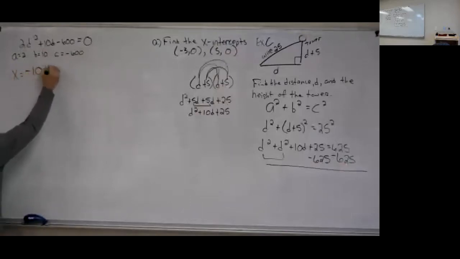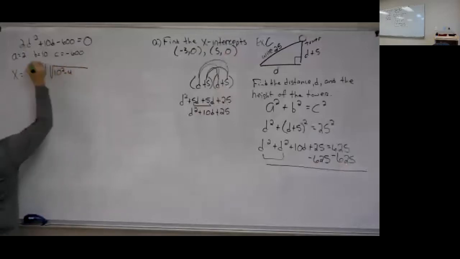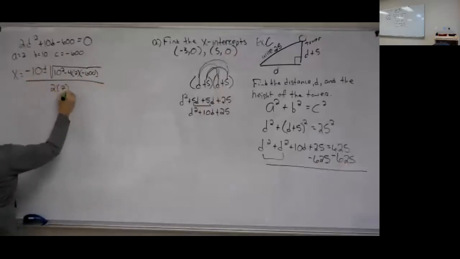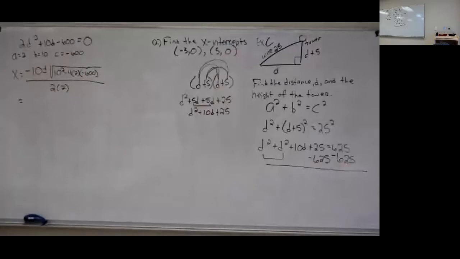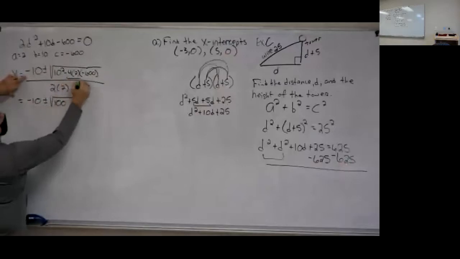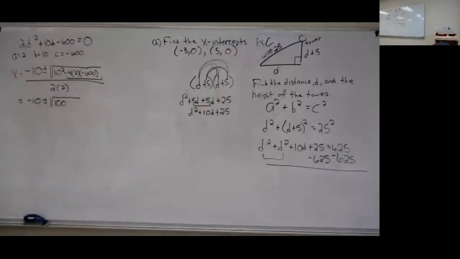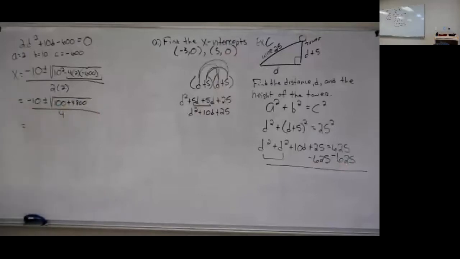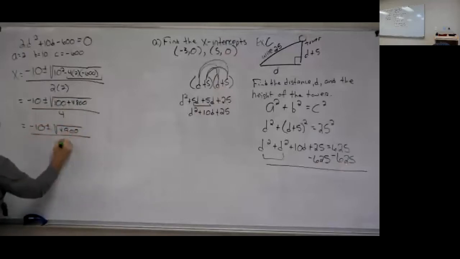Negative b would be a negative 10. B squared would be 10 squared, minus 4 times a, which is 2, times c, which is a negative 600, all over 2 times 2. But we're going to get this number up under that radical. Negative 10, 10 squared is 100. You got 2 negatives on that side, so it's going to become a positive. 8 times 6 is 48, so that's 4,800, all over 4. Now we can add the 100 and the 4,800. That'll give me 4,900 all over 4.